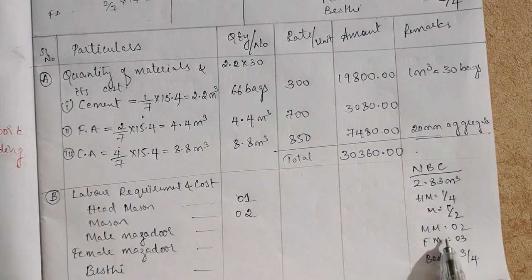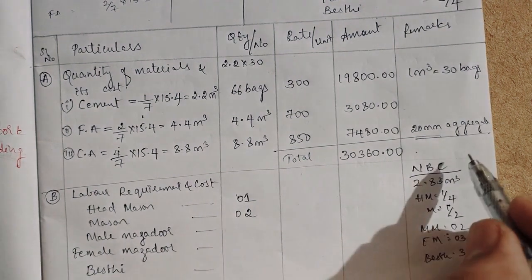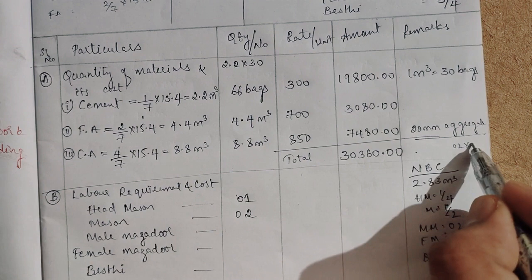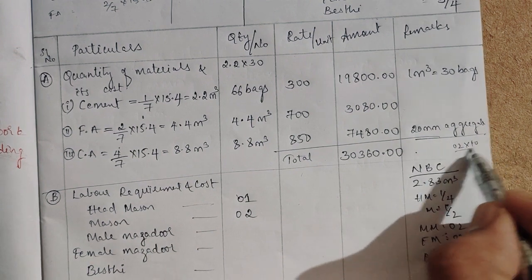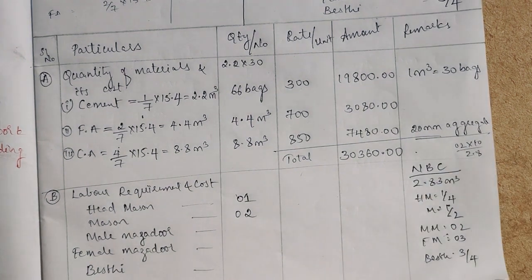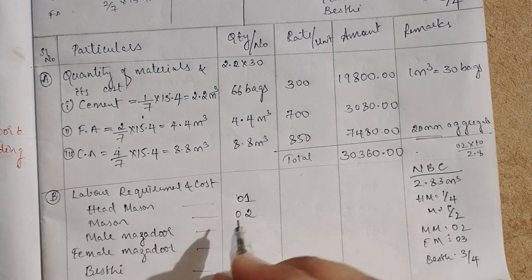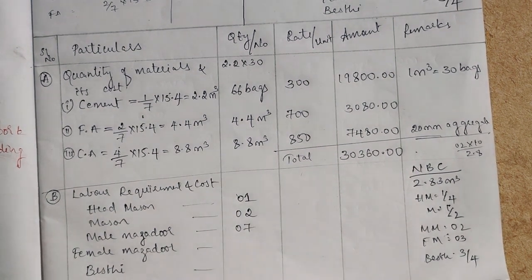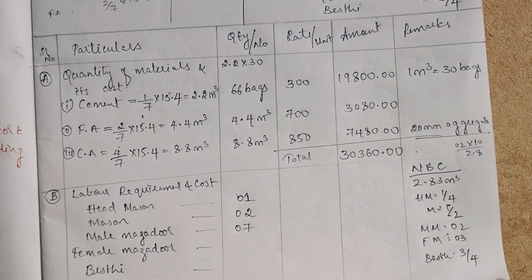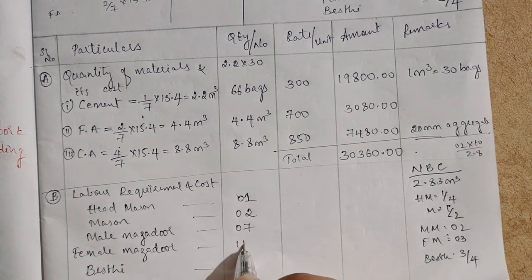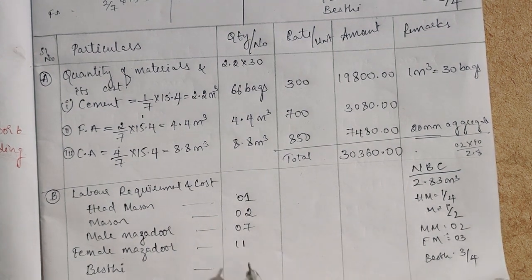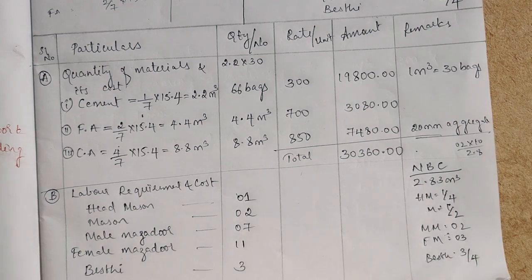Male mazdoor, that is 2 into 10 divided by 2.83. So 20 divided by 2.83 is 7.06. So it will be male mazdoor 7 numbers. Similarly, female mazdoors, we get 10.60, that is 11 in number. Basti we will get 3 in number.